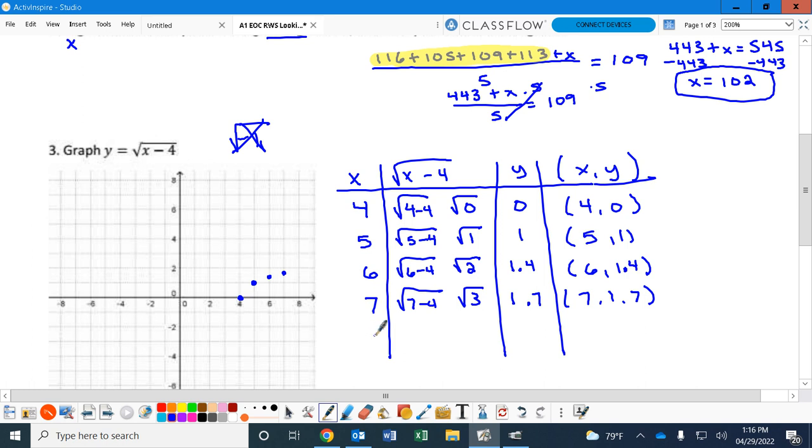And then the last one, we'll do 8 for our last one. 8 minus 4 would be the square root of 4, which, guys, should be easy. What is the square root of 4? 2. So it's the ordered pair 8, 2. So we'll go 8, 2. So this is what your shape would look like. It's going to curve up and go straighter and straighter. Guys, do y'all see it's kind of like half of a what?